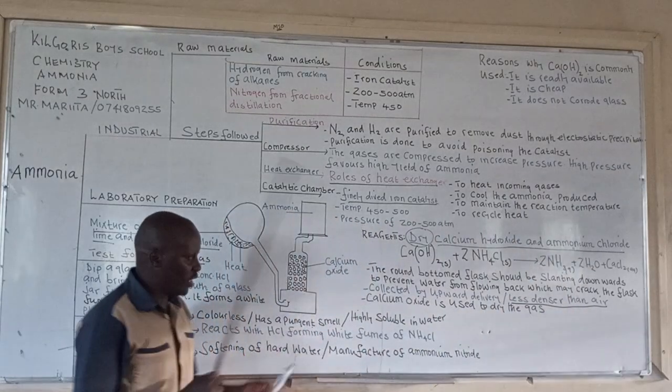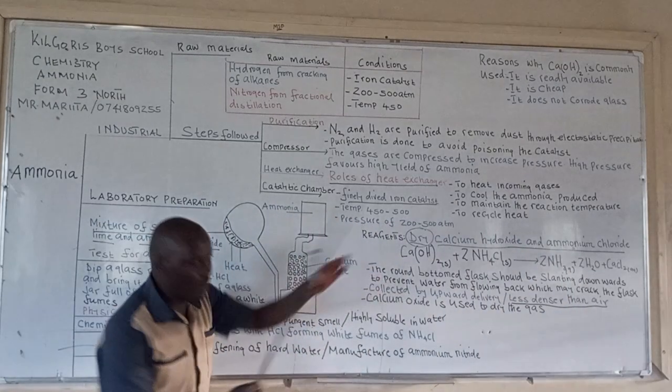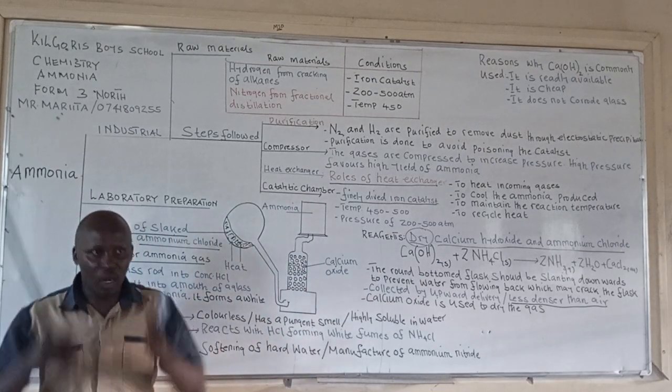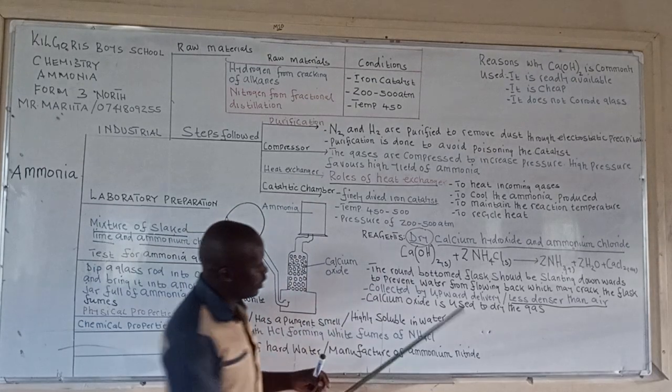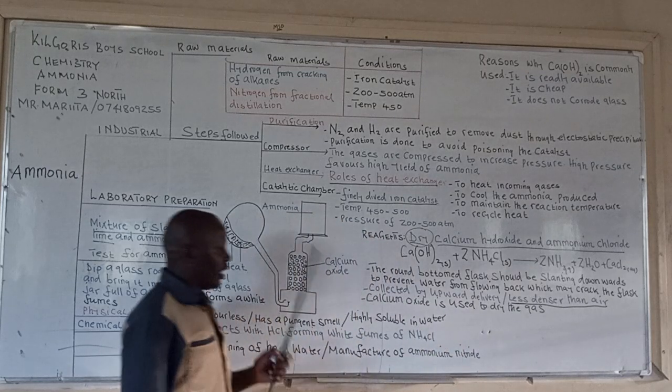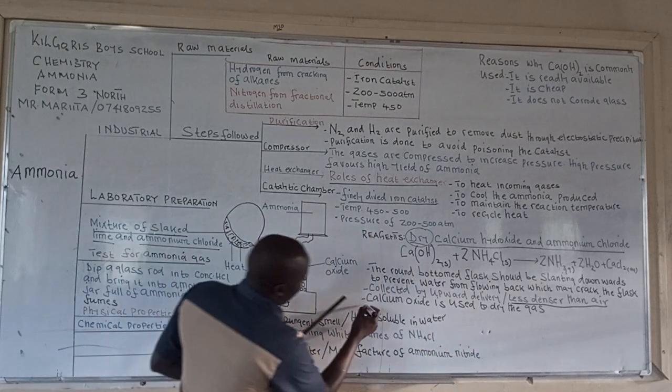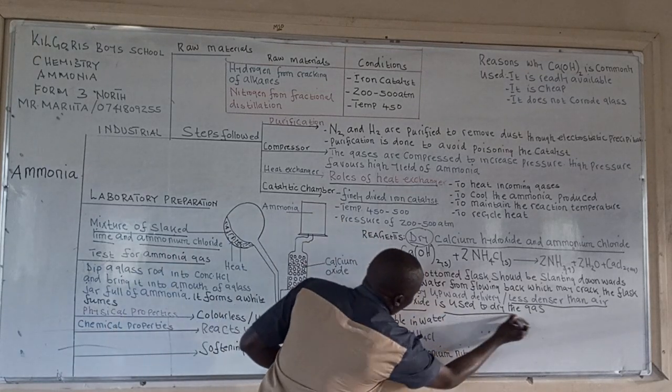So that is the reason you can give. Why is the gas collected by the upward delivery or downward displacement of air? Because the gas is less dense than air. Then I have said earlier that the calcium oxide is used to dry the gas.